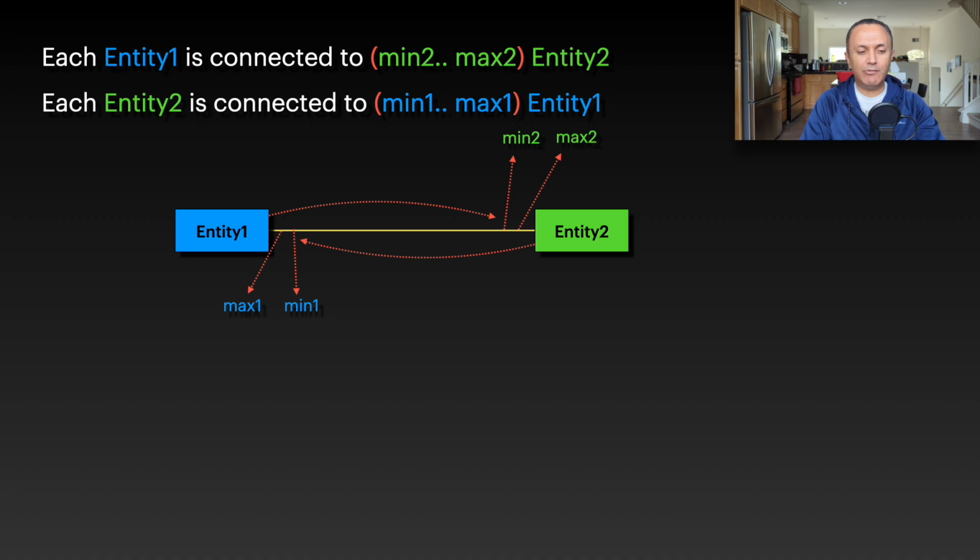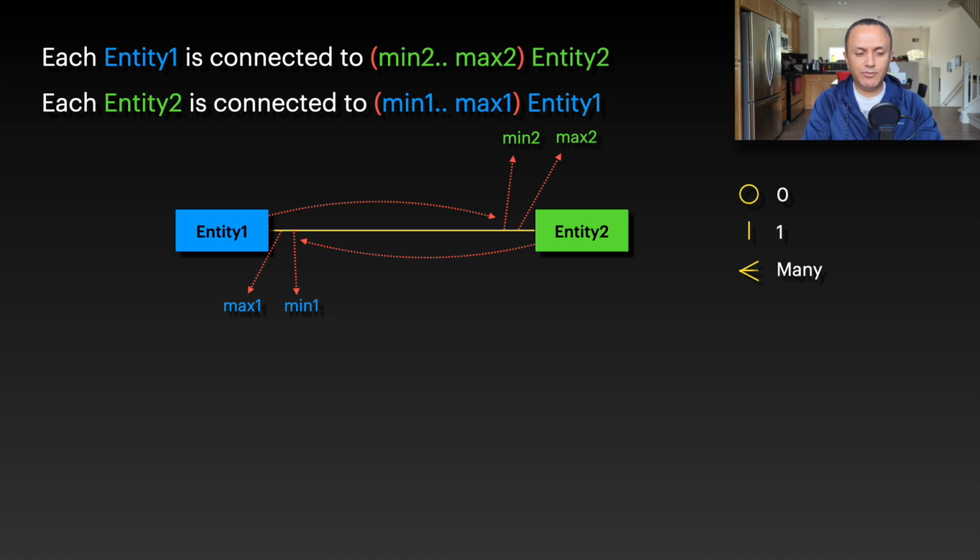Now we need to know how we represent these min and max values. Min can be 0 or 1, max can be 1 or many. So we need something to represent 0, something to represent 1, something to represent many. And this is how we represent them. 0 is represented as a circle, 1 is represented as a vertical line, and many is represented as this symbol that looks like a crow's foot, hence the name of the notation. So these are the 3 possibilities that we're dealing with.